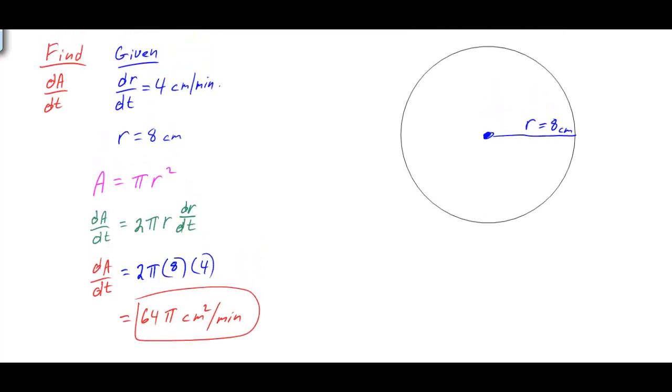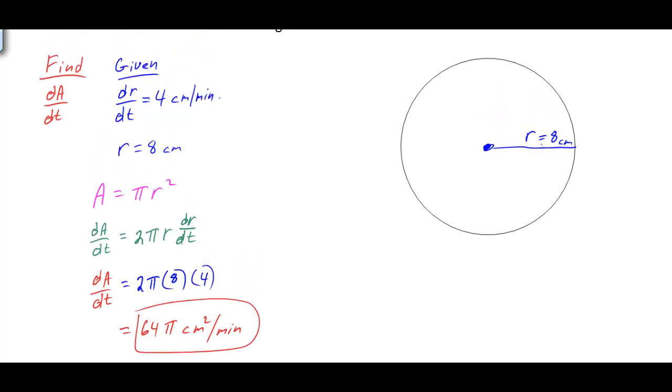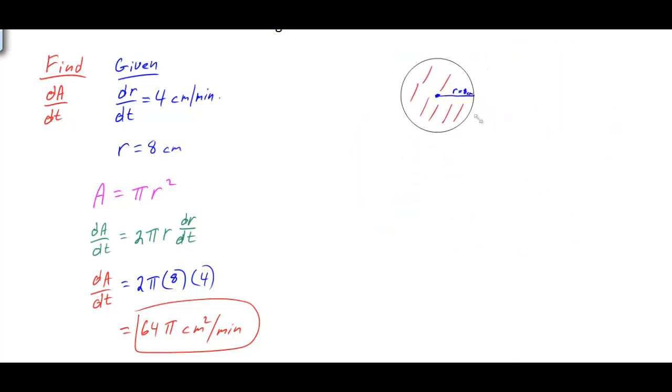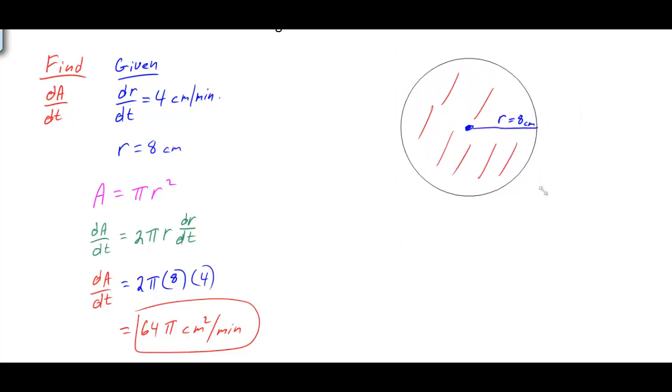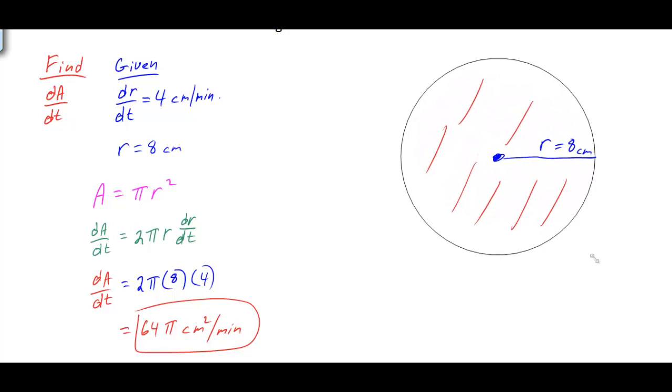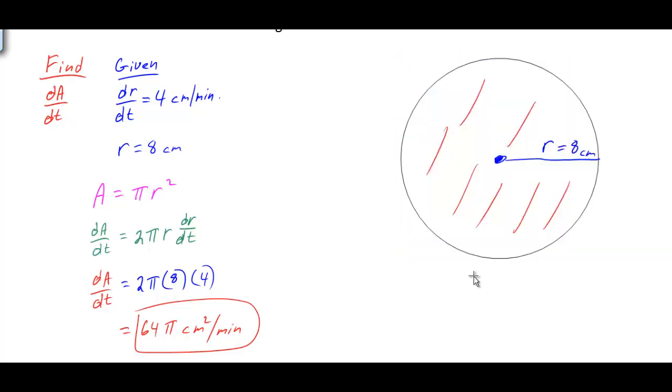So that tells us that at the instant the radius is 8, the area is changing at a rate of 64 pi square centimeters per minute. If, for example, this was the area of our circle, as the radius increases, the area is changing, and as soon as the radius is equal to 8 centimeters, we can determine that the area is changing at a rate of 64 pi square centimeters per minute.